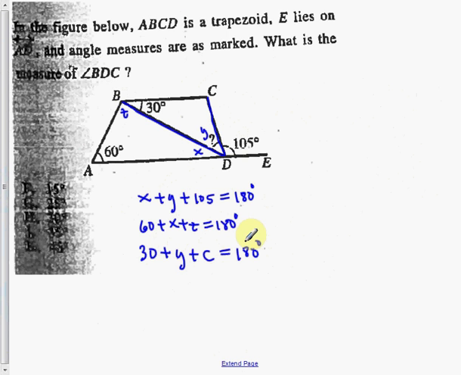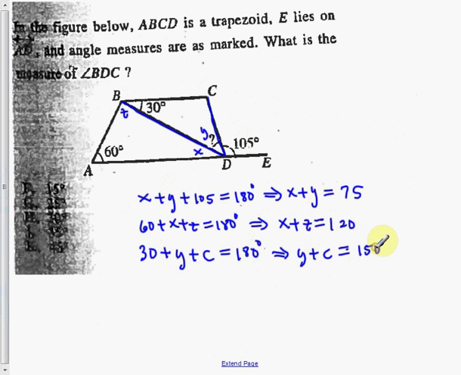Now we can extract some things: X plus Y is equal to 180 minus that 105, which gives 75. Then also X plus Z is equal to 180 minus 60, 120. And I don't know if we'll need this, but we can write Y plus C is equal to 180 minus 30, or 150 degrees.